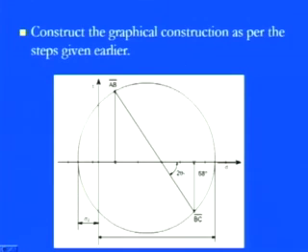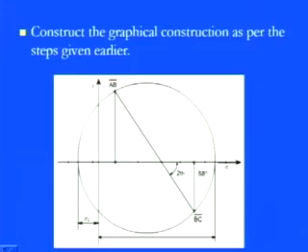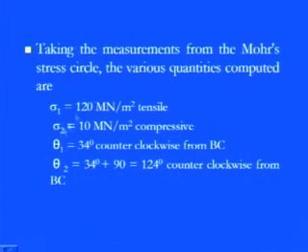So these, the Mohr circle, as we discussed, is always in between the sigma x axis and tau y axis. You can draw these things, and by measuring, we can simply measure the required values. By taking the measurement of the Mohr stress circle, the various quantities can be computed easily.